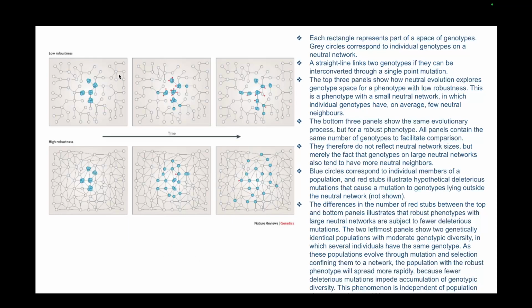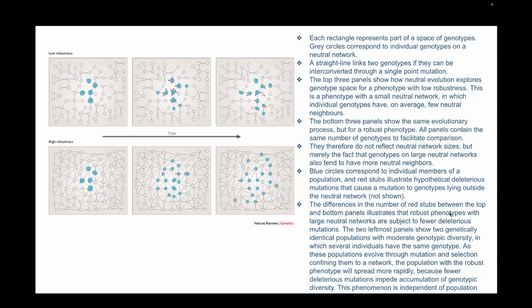So here the blue circles correspond to individual members of the population, and the red stubs indicate hypothetical deleterious mutations that cause a mutation to genotypes lying outside the neutral network. So basically these red things are showing deleterious mutations. You get it? These genotypes are causing a deleterious mutation in another genotype that is not part of the same neutral network. That is lying in another neutral network. So that particular genotype phenotype map is not getting affected, but another neutral network is getting affected in this case.